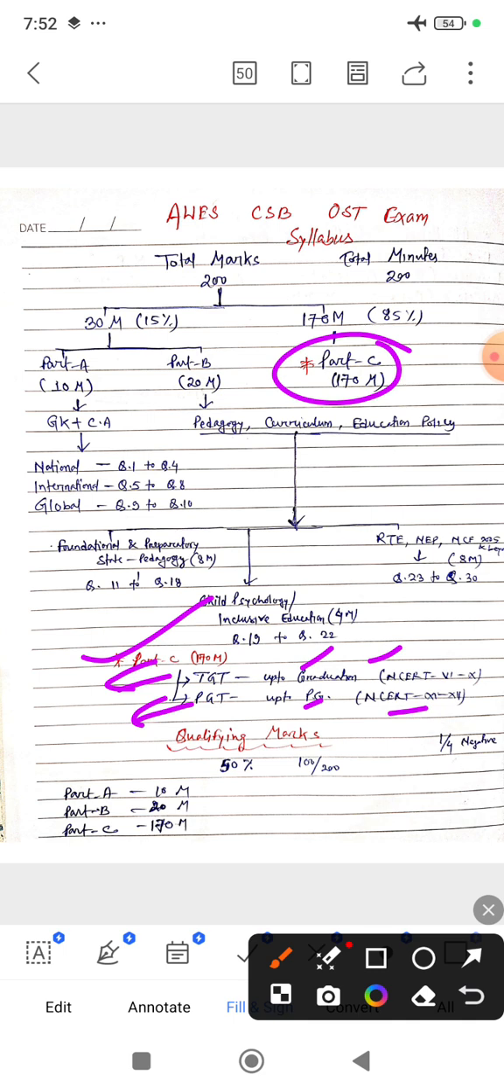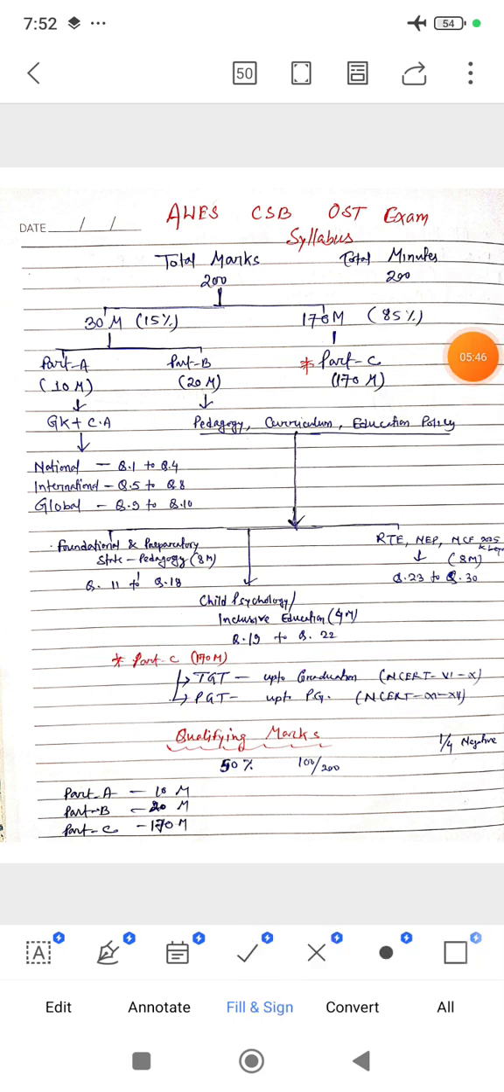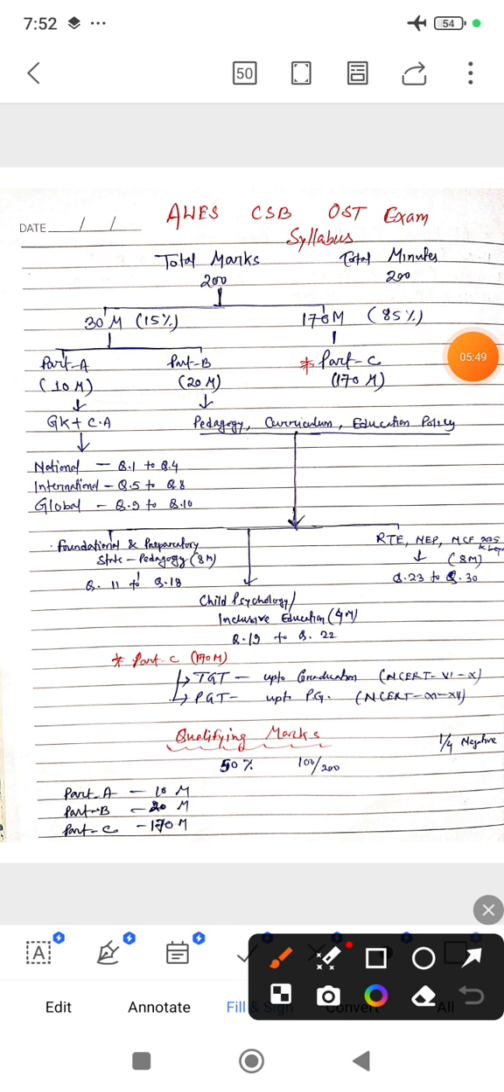Now, an important trick: let me tell you how to qualify the exam in your first attempt. You have to calculate yourself in the exam center itself, from which part how many questions you have attempted correctly, and how many questions you have attempted with a guess. Calculate this way, so that your total correct questions may not be below 100.